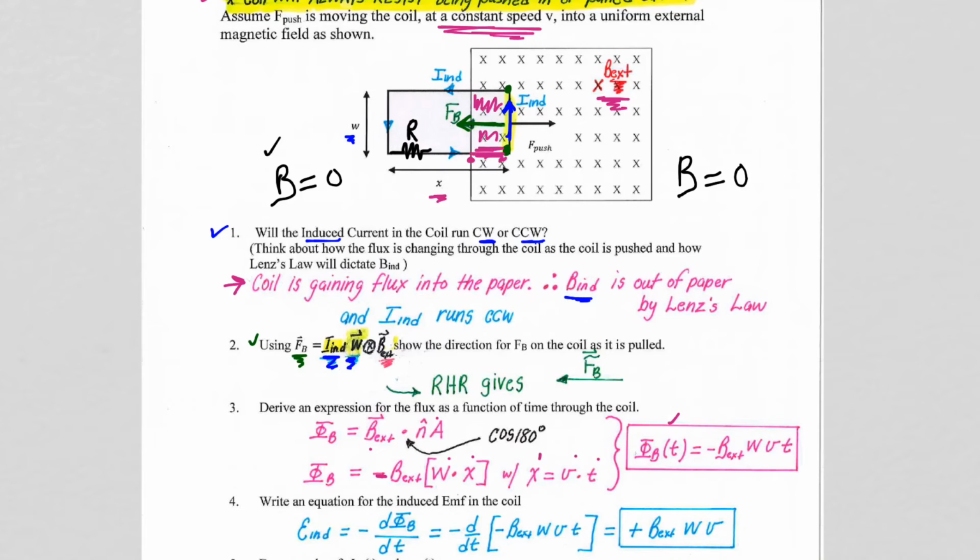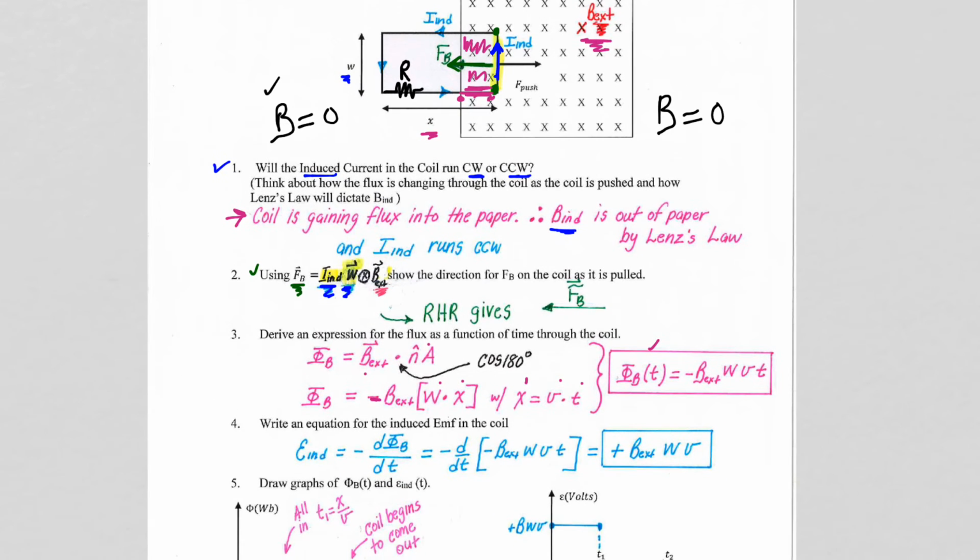Now, when we take the induced EMF, it's negative d flux dt. And look, that negative d flux dt is going to end up giving us two negatives, the negative in the definition and the negative for the flux. So our two negatives make a positive, so it is going to be a counterclockwise induced EMF. That's a curl, right-hand curl, thumb out of the paper. And when we take the derivative of t to the first power, it just gives us our B omega v that we get for our voltage.